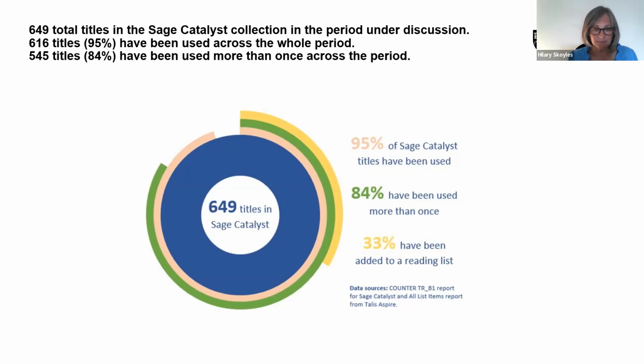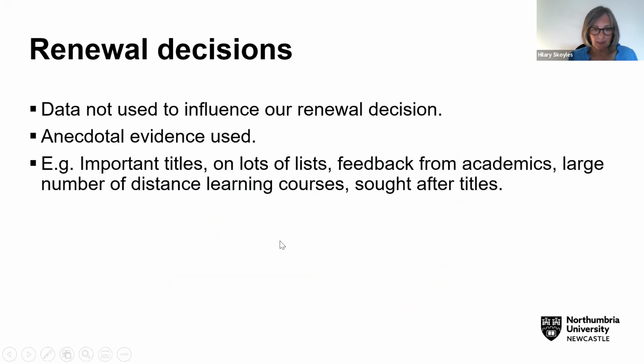Slide 7, please. When it came to the point in this last academic year where we needed to make the decision whether to renew the collection for the next year or not, we did not use data to drive our decisions. The evidence that we had was purely anecdotal. We could easily see that there were a lot of important sought-after titles present in the Catalyst collection, and through our contact with academics and the reviewing process undertaken by our team in the university library, we could also see that many of the titles were present on a good number of the lists that we have available.